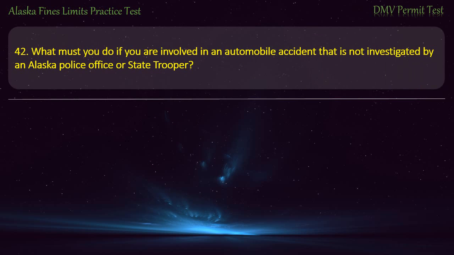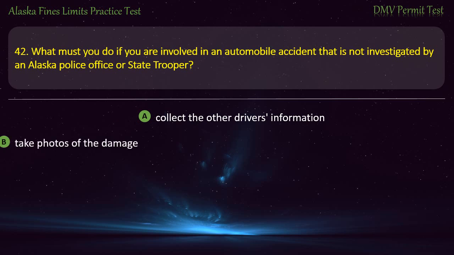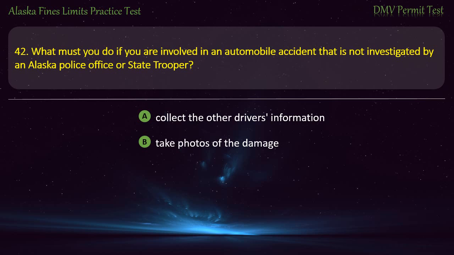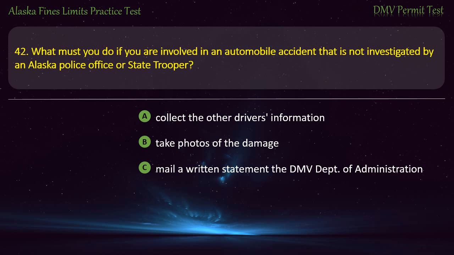Question 42. What must you do if you are involved in an automobile accident that is not investigated by an Alaska police officer or state trooper? Collect the other driver's information. Take photos of the damage. Mail a written statement to the DMV Department of Administration. Call local authorities for instructions. Answer: Mail a written statement to the DMV Department of Administration.